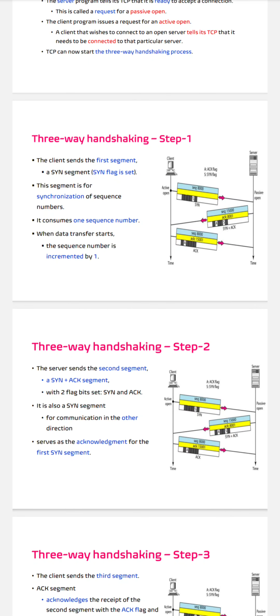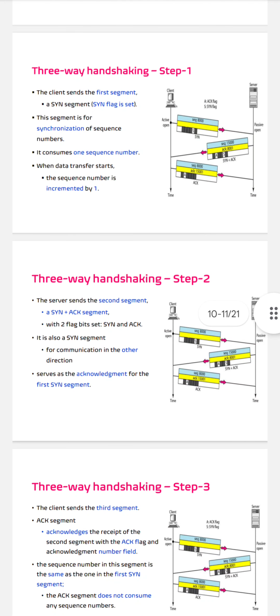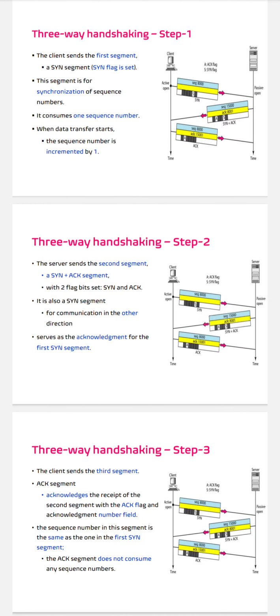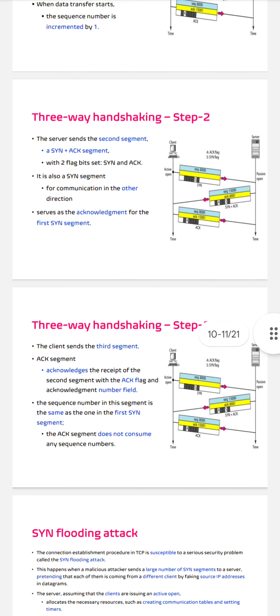Three-way handshaking, step 1: the client sends the first segment, a SYN segment, for synchronization of sequence numbers. It consumes one sequence number. The server replies to the client. Step 2: the server sends the SYN plus ACK segment, which is also a SYN segment, and the client receives it as an acknowledgement for the first SYN and agreement.